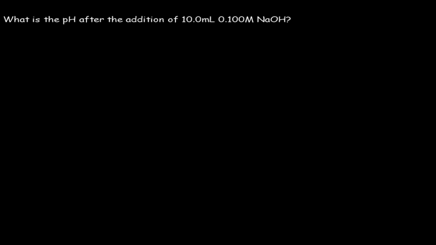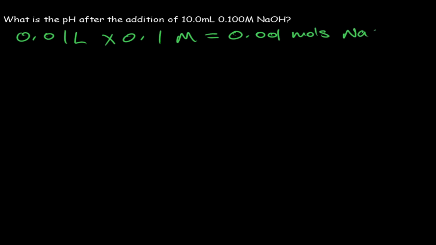Alright, let's look at the last question. What is the pH after the addition of 10 milliliters of 0.1 molar NaOH? So we know we're past our equivalence point now, so that means we're going to have excess sodium hydroxide being added to our flask. So first thing we need to do is calculate the moles of sodium hydroxide being added. Well, we have 0.01 liters of sodium hydroxide multiplied by 0.1 molar sodium hydroxide, and that will be equal to a value of 0.001 moles NaOH.